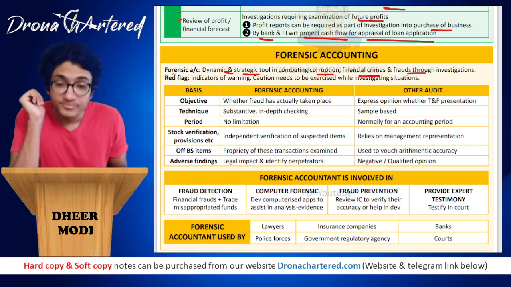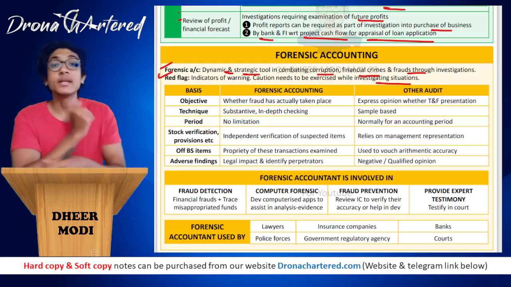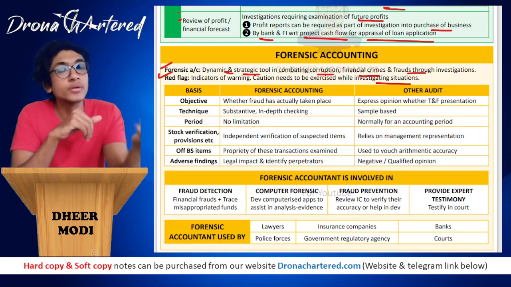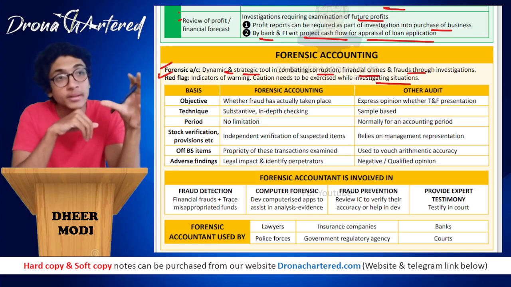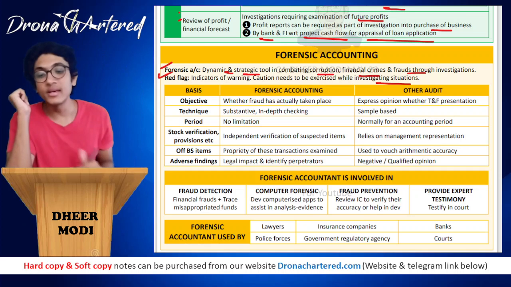Now what is a red flag? Indicators of warning, caution needs to be exercised while investigating a situation. You would have understood red flags when you start dating someone and you see a red flag. So red flags are basically those things which are not good, which you have to tread very carefully.